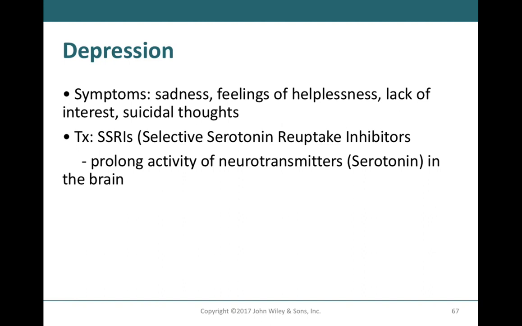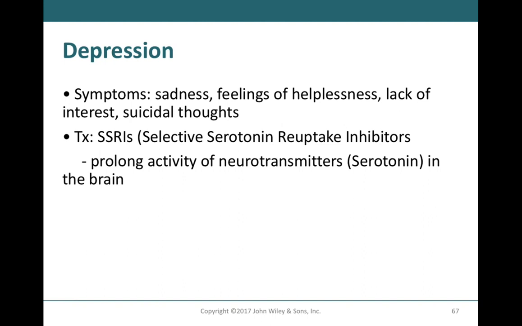Now, another condition that affects the nervous system is depression. Depression is characterized by feelings of sadness and helplessness, as well as suicidal thoughts. With depression, there is decreased neurotransmission taking place, so the central nervous system is not as active as it should be. So this will ultimately depress the central nervous system and depress the individual as well.